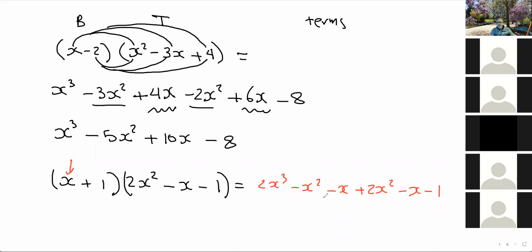Now you've got 2x cubed. These are like terms. Negative 1 plus 2 is going to give me plus 1x squared. Negative x minus x will give me negative 2x. And then we still have minus 1. So these two also are like terms. Any questions?